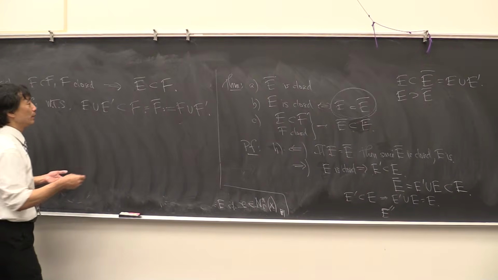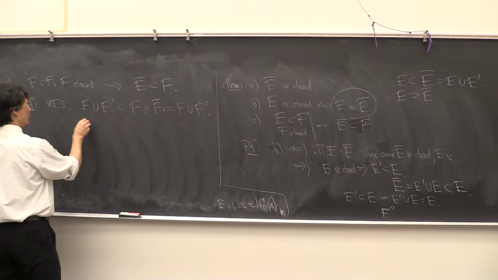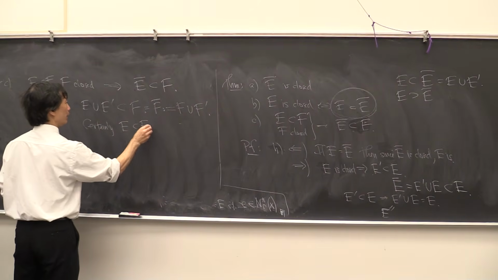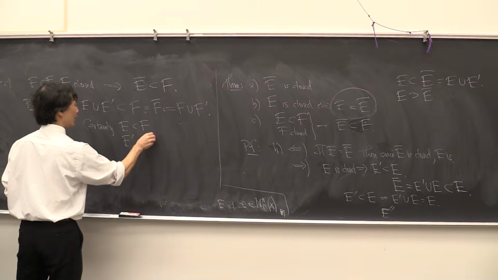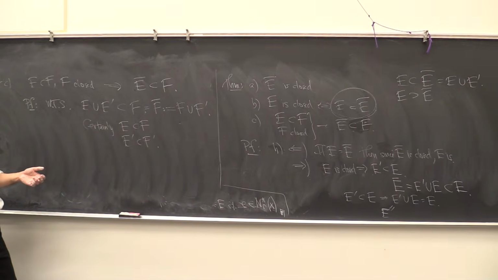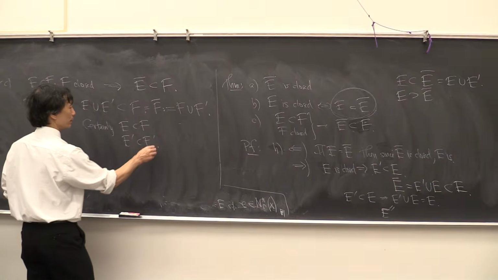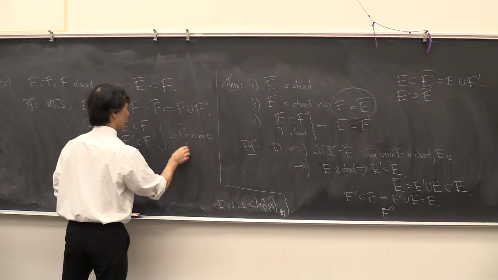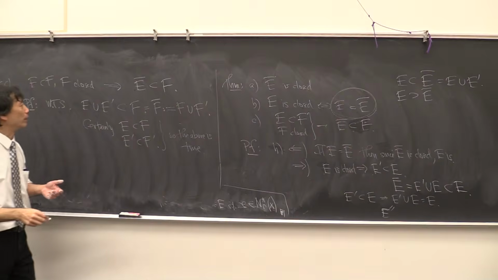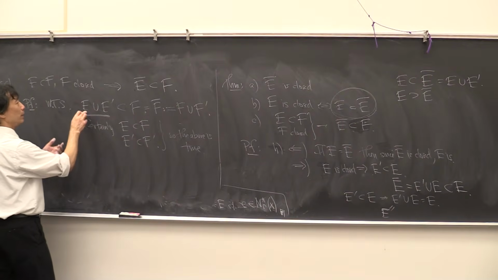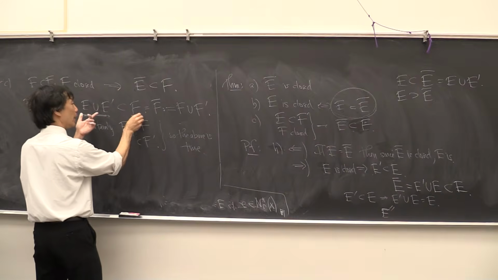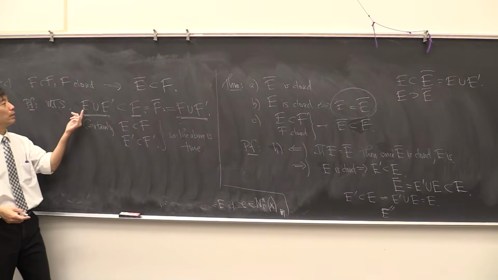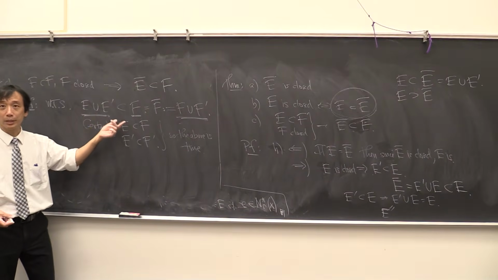Okay, and certainly, E is contained in F, and E prime is contained in F prime. Right. So the above is true. We're trying to show this, right? That E union E prime is contained in F, but F is F union F prime. Right? E is contained in F, and E prime is contained in F prime.